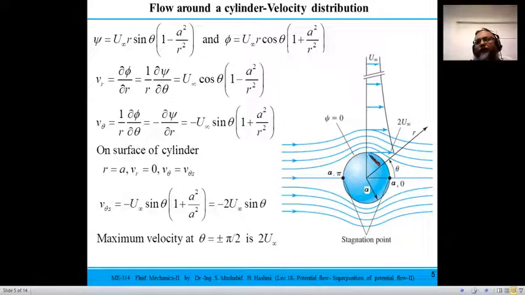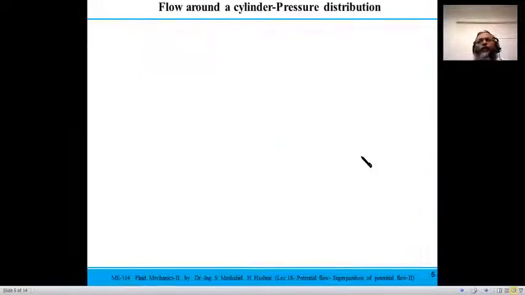And this is what we expect, because at the surface on the top of the cylinder, velocity is twice the free stream velocity. So once velocity is higher, and that is being represented by the closely spaced streamlines, obviously the pressure would be decreasing here. Since the velocity varies from 0 to 2u infinity, minimum velocity is 0 at the stagnation point, and maximum velocity is twice the free stream velocity.